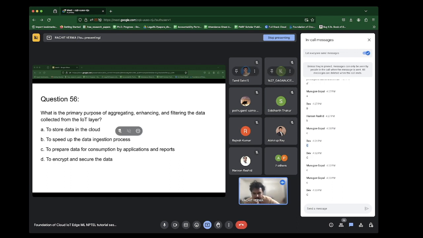And encryption and security would happen if two devices are communicating with each other. But once the data is stored, we may not keep them in an encrypted manner.